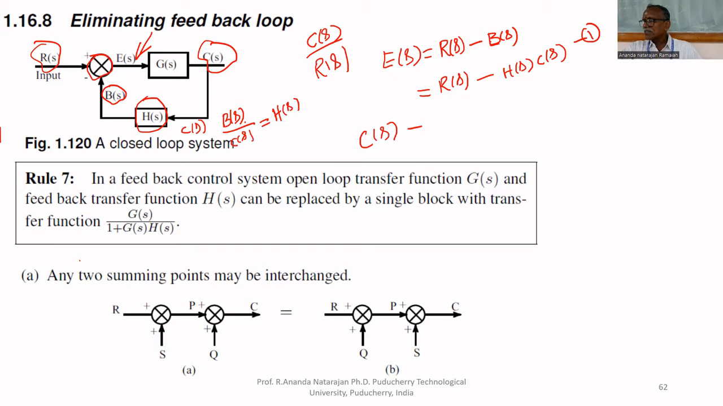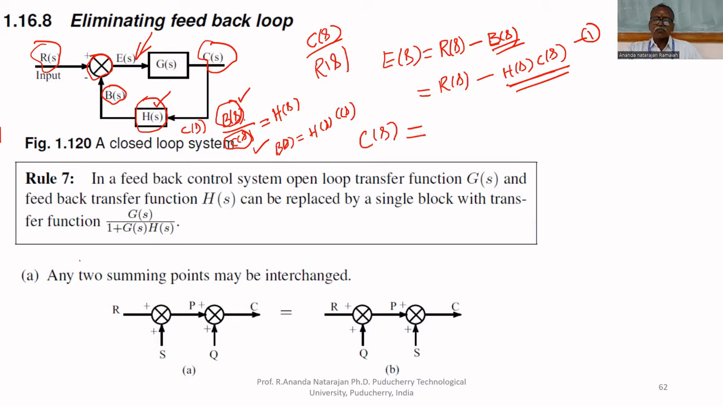What is the definition of transfer function? Laplace transform of output by Laplace transform of input equals the transfer function. The transfer function is H of s, the output is B of s, the input is C of s. Therefore, B of s equals H of s multiplied by C of s. That's why, instead of B of s, I wrote H of s multiplied by C of s. Any doubt at this point?